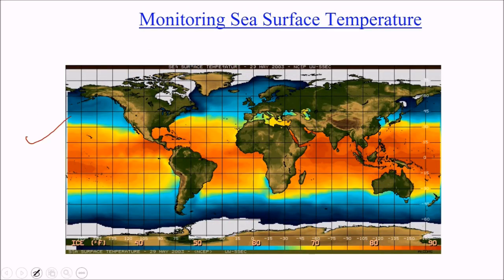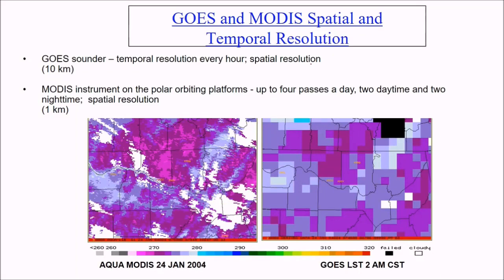This is monitoring of sea surface temperature. If you have global coverage, like a geostationary satellite does, you can observe the sea surface temperature of various places. This is also an analysis of the sea surface temperature. Then we have GOES and MODIS. GOES has 10 kilometer spatial resolution, while MODIS has 1 kilometer. And you can see what information they provide, because MODIS and GOES are very important as far as various remote sensing and analysis agencies are concerned. So the GOES temporal resolution is very good, every hour, right? So that is why it is important, and MODIS is giving a very good spatial resolution.